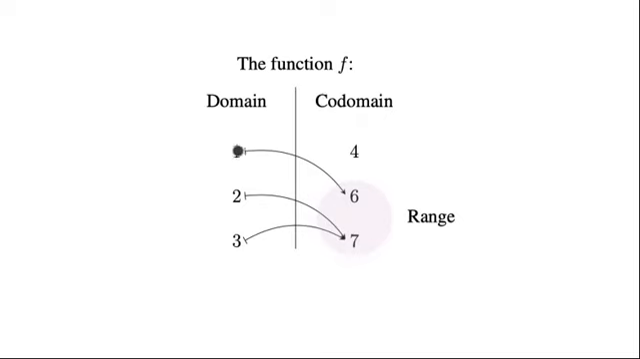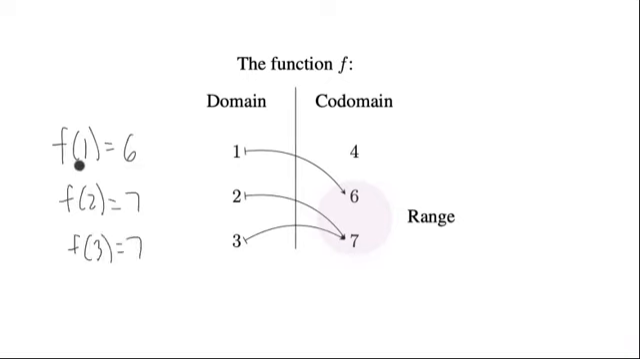So 1, for instance, maps to 6, 2 maps to 7, 3 maps to 7. We could write f of 1 is equal to 6, f of 2 is equal to 7, and f of 3 is equal to 7. We could also write via the function f, in the context, say that x maps to f of x. And so with this notation, we could say 1 maps to 6, 2 maps to 7, and 3 maps to 7.